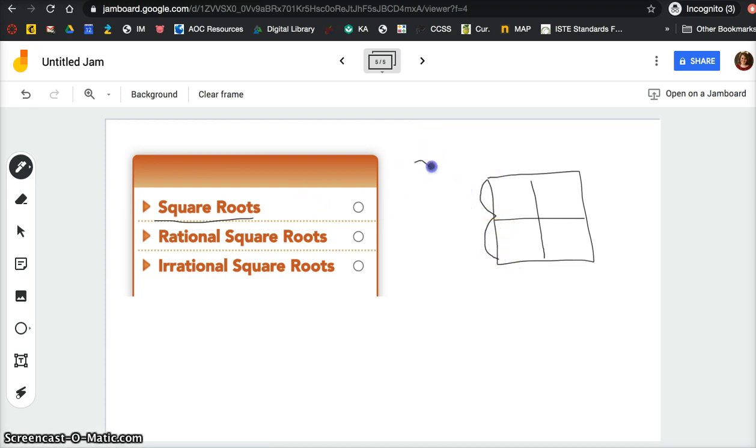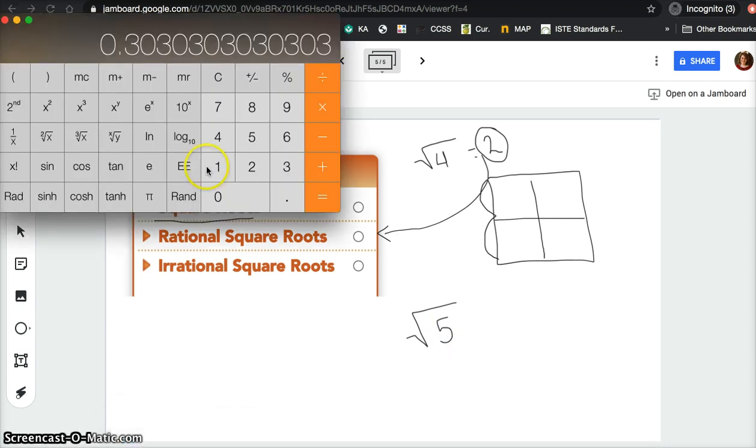The square root, which we represent with this symbol right here, of 4 is 2. Whenever you take the square root of a number and you get a whole number, that is called a rational square root. So that falls under this category right here. But if you were to take the square root of a number like 5, you're going to get a strange number. I'm going to show you what that is on the calculator. So I'm going to do 5 square root. You're going to get this kind of number.